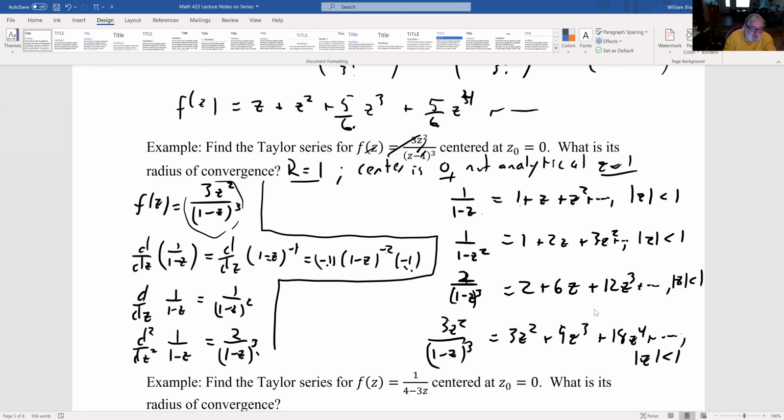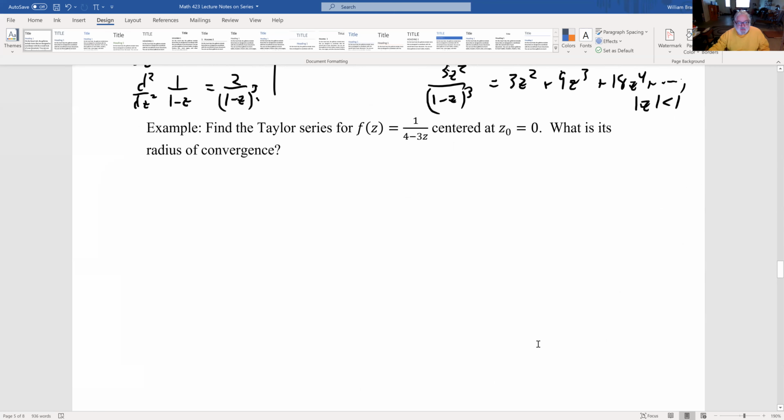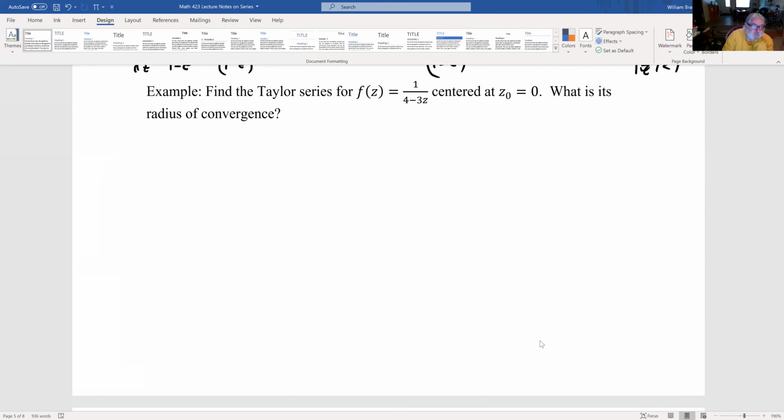So if we recognize this as being the second derivative, right, 1 over 1 minus z cubed is the second derivative of 1 over 1 minus z, then we can find the expansion for this by differentiating twice and then multiplying by 3z squared over 2 to cancel this 2 and get the 3z squared in there. So you can differentiate, that's not too bad. How do you find the Taylor series for that thing? Well, we know that the Taylor series for 1 over 1 minus z is 1 plus z plus z squared plus dot dot dot for modulus of z less than 1.